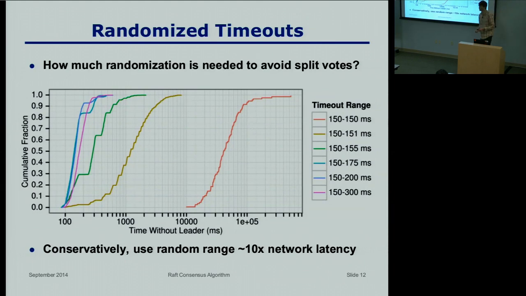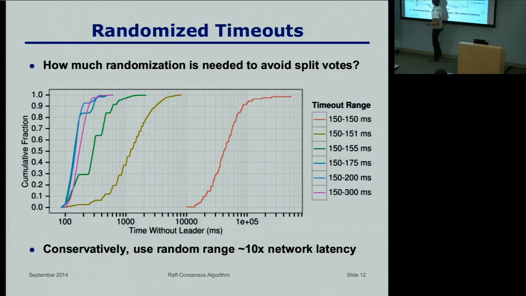So just going through, what is that, like 60 split votes at a minimum per election. If you give the same cluster just a little bit of randomness, that's really all it takes. So we'd recommend something conservatively, like choose the timeouts randomly between 150 and 300 milliseconds. And then basically all of your elections will complete within a couple hundred milliseconds.